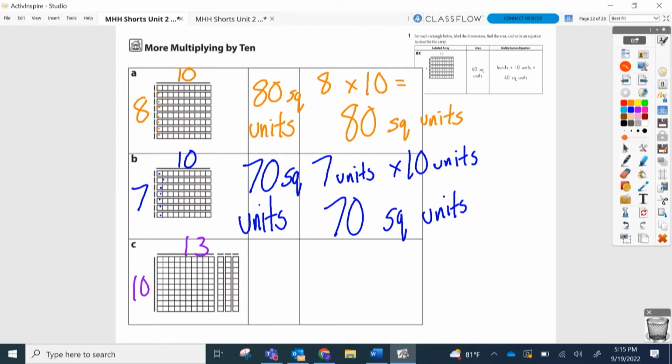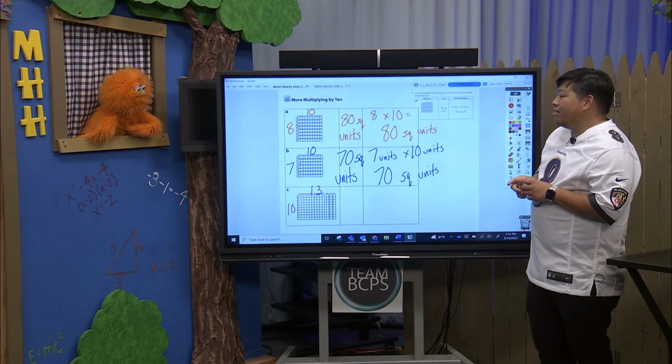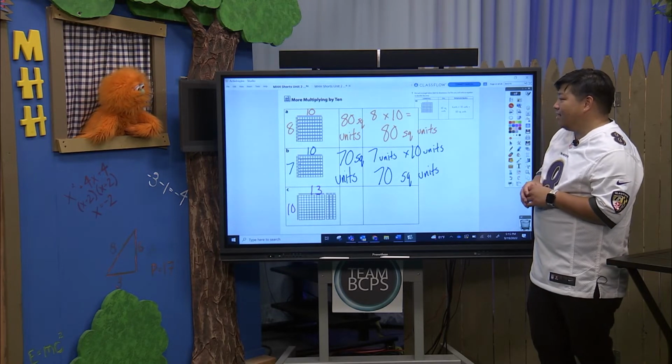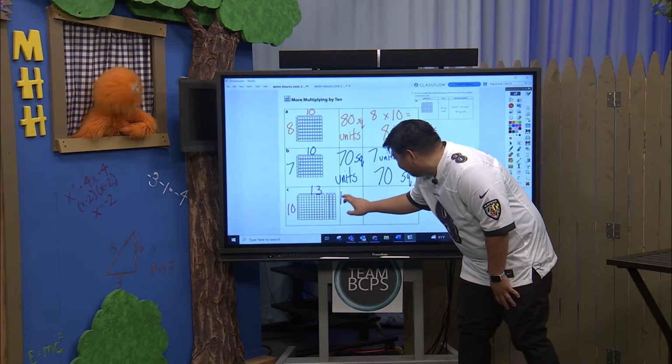Gotcha. All right, so I don't know if this is going to stump you or not, but we've been practicing so much with our multiplying by 10. What is 13 times 10? 130. Whoa! Boom! How were you able to do that so quickly, Max? I put a 0 on the end.